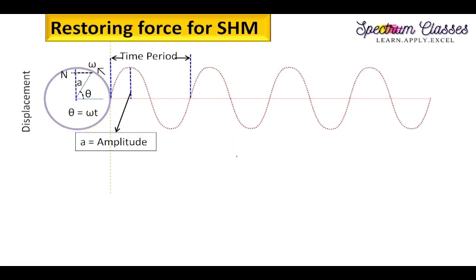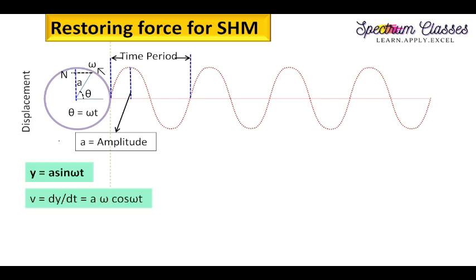Now, what I did, I have also shown it over here. This is y is equal to A sine omega t, if I differentiate it with time. Because what is velocity? Velocity is distance upon time, right?